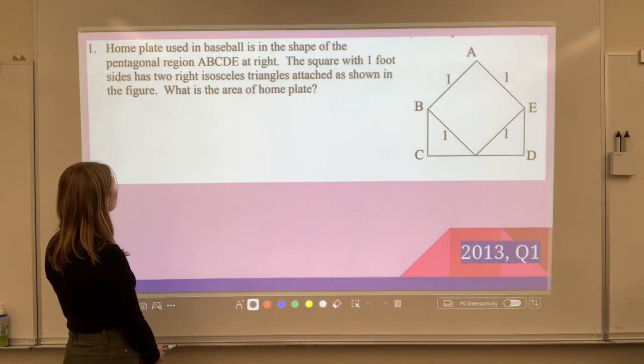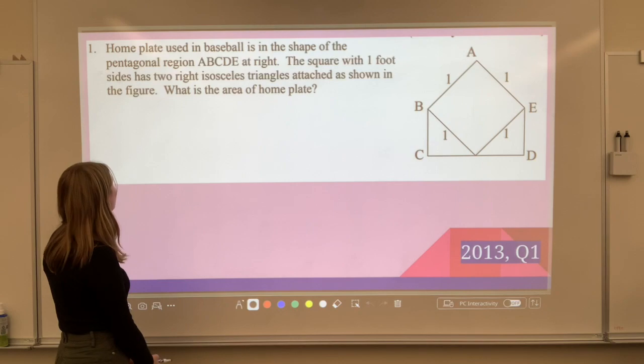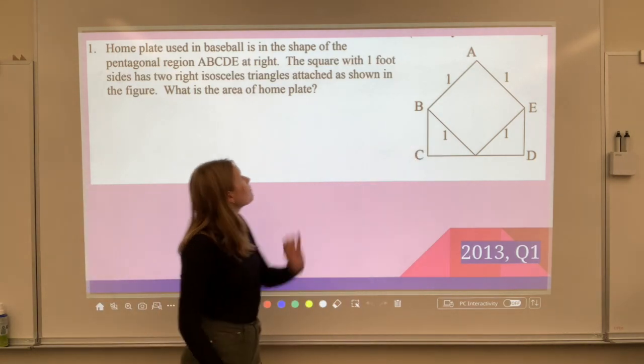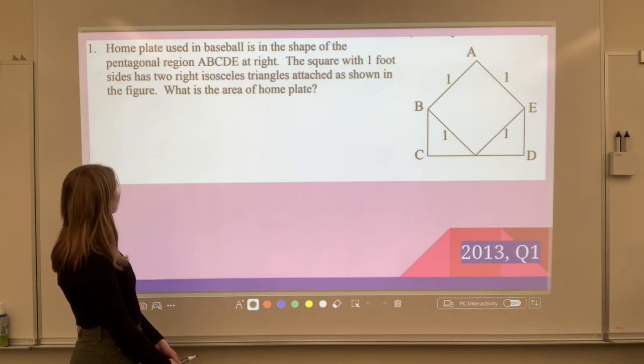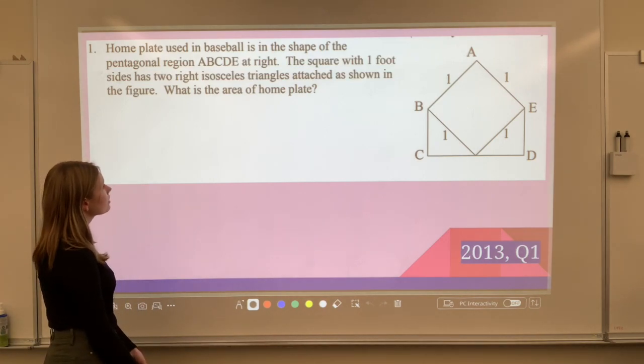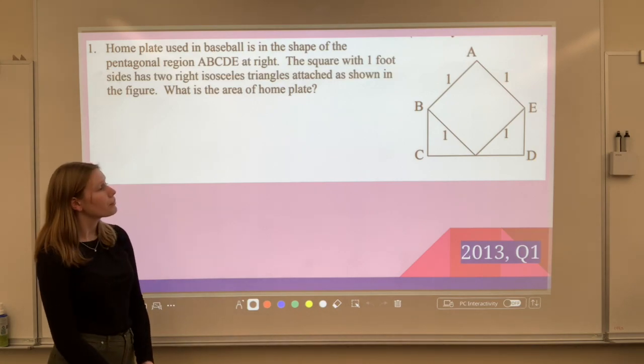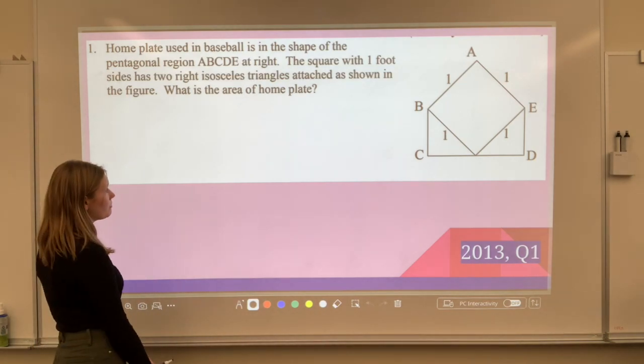Home plate, used in baseball, is in the shape of the pentagonal region A, B, C, D, E at right. The square with 1-foot sides has 2 right isosceles triangles attached as shown in the figure. What is the area of home plate?